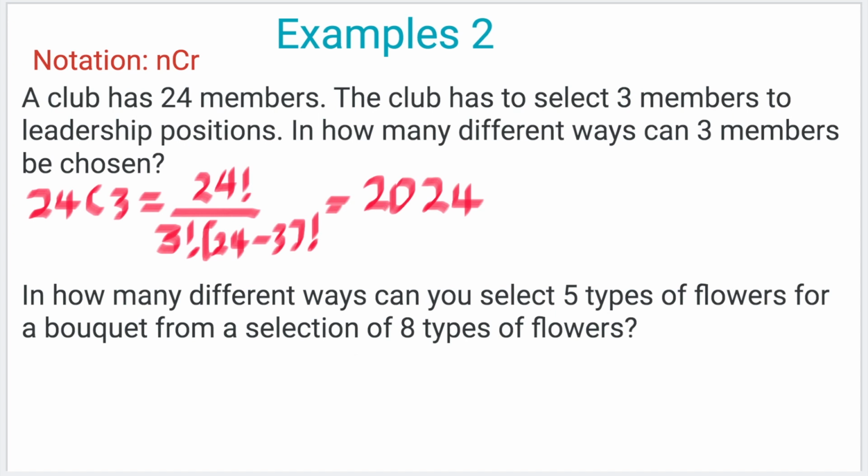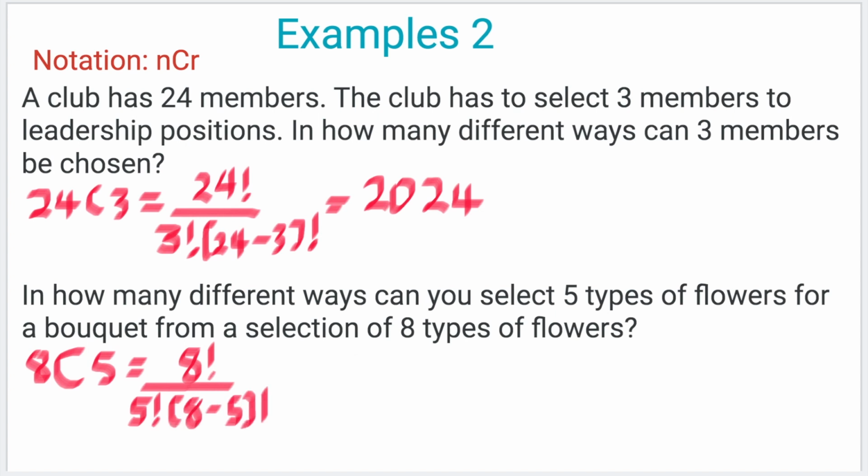The next question is, in how many different ways can you select 5 types of flowers for a bouquet from a selection of 8 types of flowers? Do we care about the order of those 5 flowers that are going to be selected? No. This is another combination question. So we have 8 combinations 5, which is equal to 8 factorial divided by 5 factorial times (8 minus 5) factorial, which is equal to 56. So you have 56 different ways to select the 5 types of flowers.